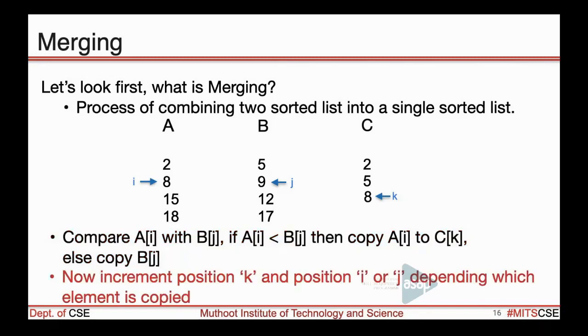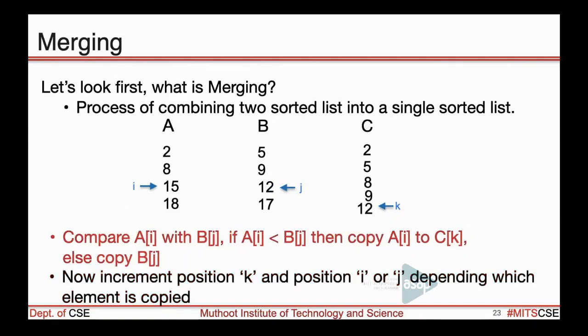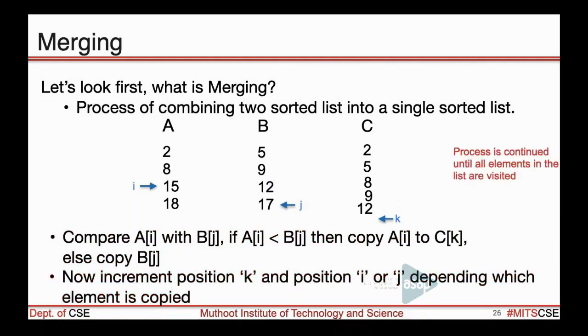Okay, I need to be incremented and K is incremented. Again, 15 and 9 is being compared. 9 is smaller, so 9 is being written and J and K is incremented. Now 15 and 12. Okay, so 12 is smaller. So 12 needs to be copied over there and J needs to be incremented and K needs to be incremented. Okay, this process is continued until all the elements in the list are listed.